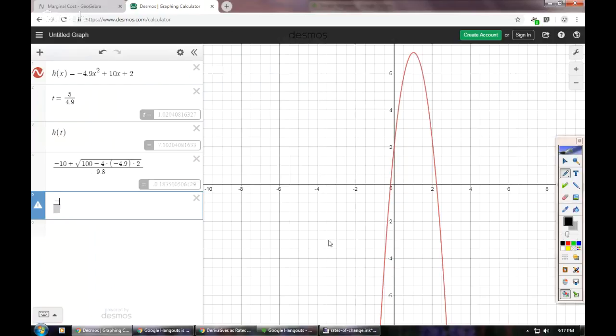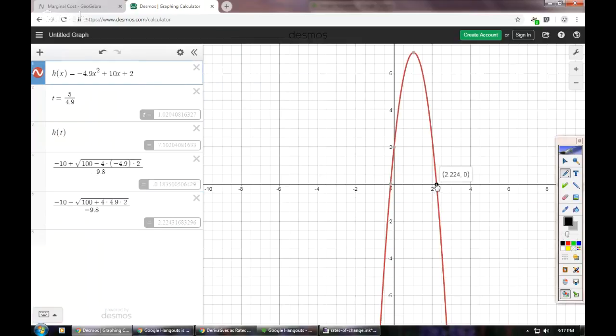And that's a negative number, so that's not the one I want. That's before I threw it. Plus the square root, 100 minus 4 times 4.9 times 2. And we can change that to plus here because we're subtracting a negative over negative 9.8. And oh, I forgot to do the minus. Plus was above, minus is this one. And then I get about 2.22 seconds. And if I check with Desmos, Desmos says, yeah, about 2.224. All right.